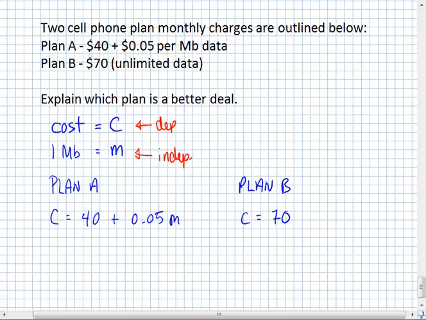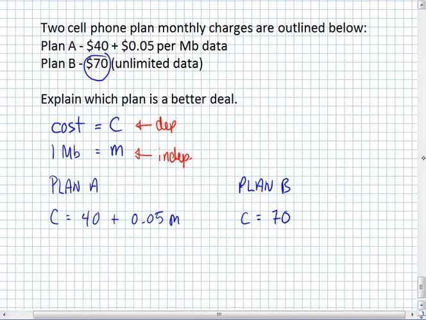Okay, and for plan B, the cost is just $70. It is independent of data. It's just always $70. So the cost is always just going to be $70. Nice and easy. Okay, so those are your two plans.